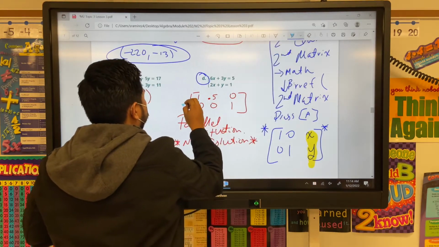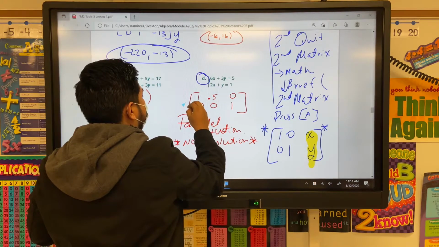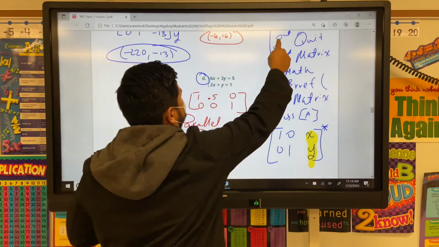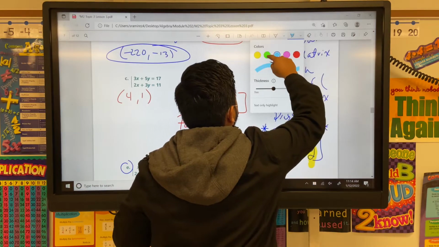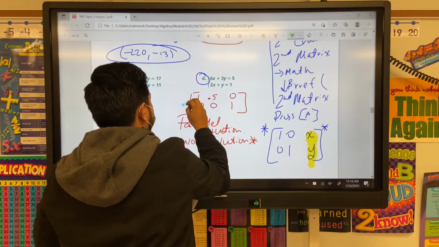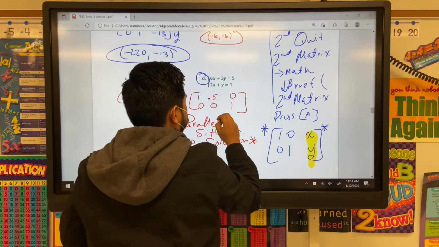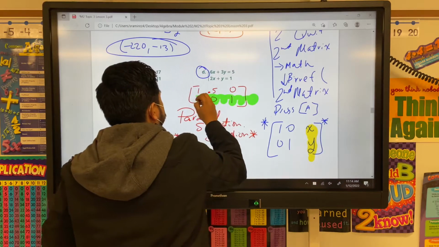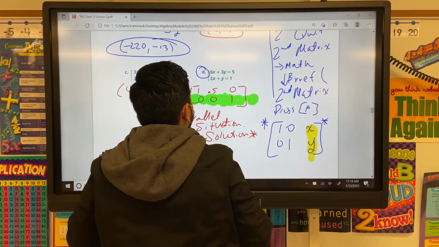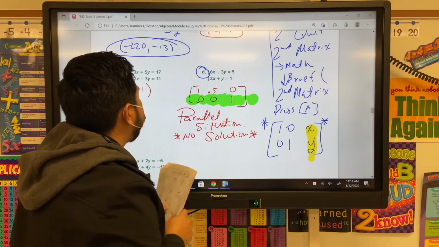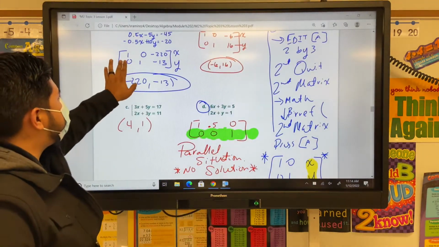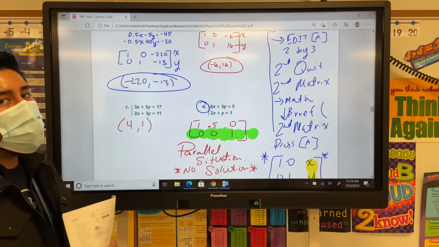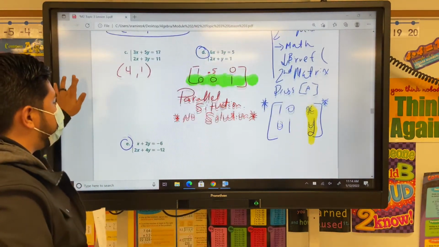Let's see the last one. Oh, what happened? Okay, good. Oh, there it is. That bottom row is showing me 0, 0, 1. As you can see, up here it's 0, 1 answer. And right here, 0, 0 means there's no intersection. We don't want to have that type of situation.